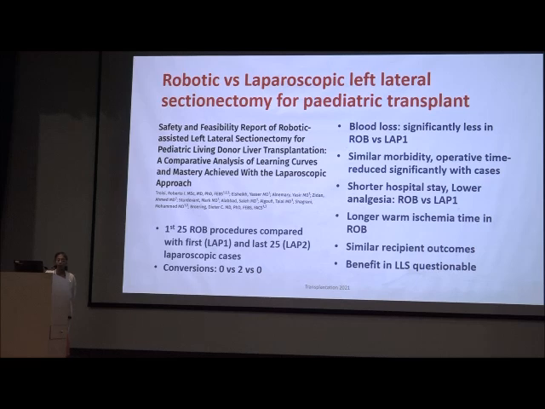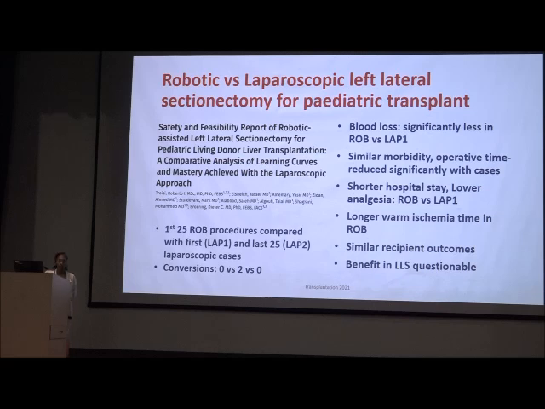They found that the first 25 robotic procedures did as well as the last 25 laparoscopic procedures, and differences were noted primarily with the first 25 laparoscopic procedures, whether in terms of blood loss, hospital stay, or analgesic requirements. The operative times were longer with robotic, but they progressively reduced with more cases. Warm ischemia time continued to be longer in robotic, and the recipient outcomes were similar.